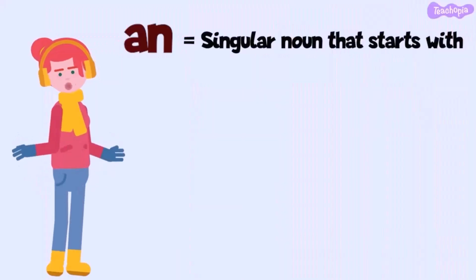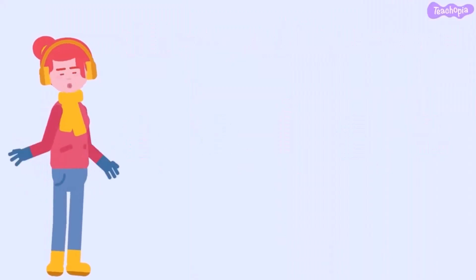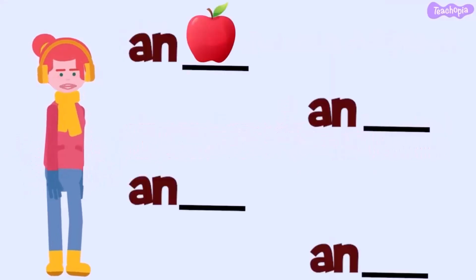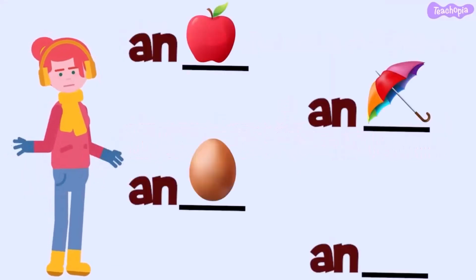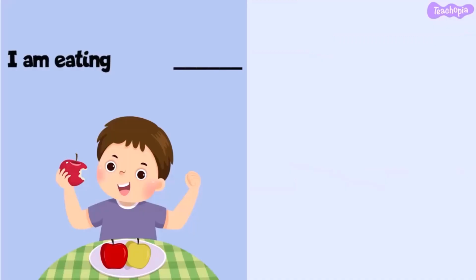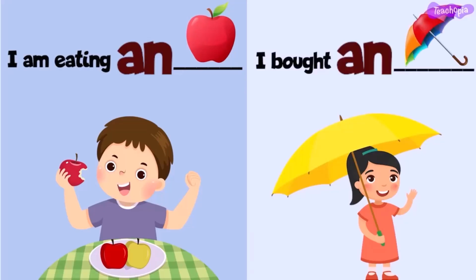We use an before a singular noun that starts with a vowel. For example, an apple, an umbrella, an egg, an ice cube. For example, I am eating an apple, or I bought an umbrella.